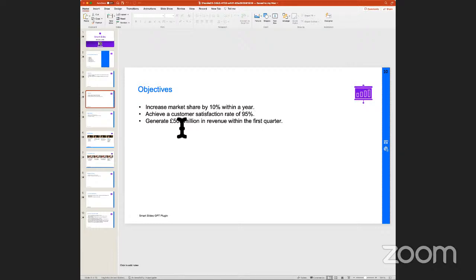And the company wants to generate 500 million pounds worth of revenue in the first quarter. So the product was launched last month on the 7th of September. I think it started becoming available from the 21st. So in September, October, November, December, leading up to Christmas, the company is looking at generating 500 million pounds in revenue from sales of this particular product.